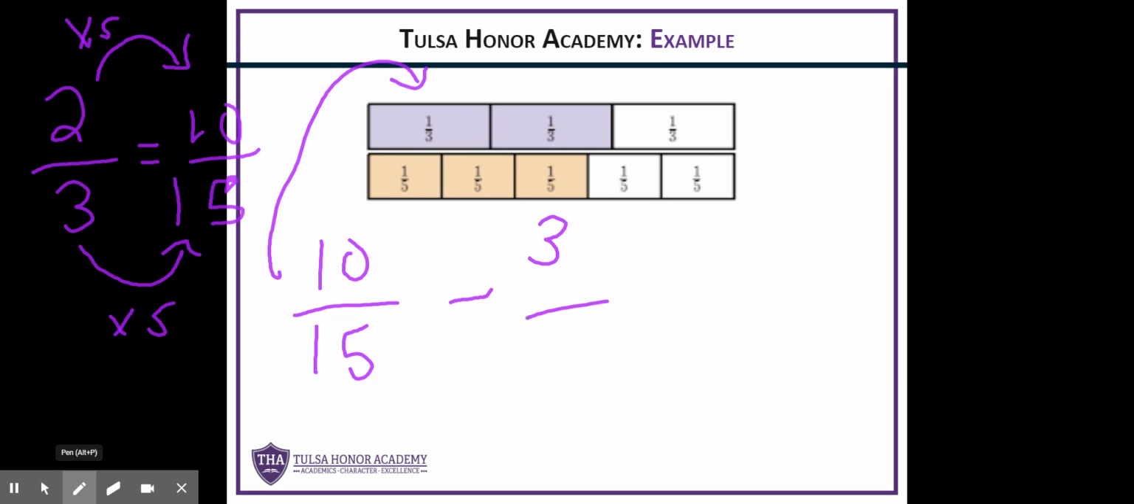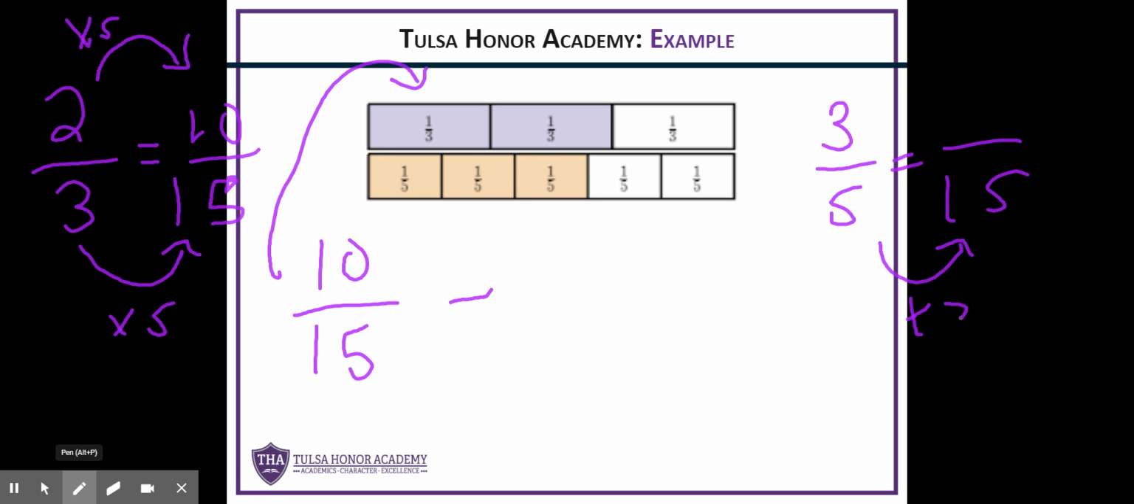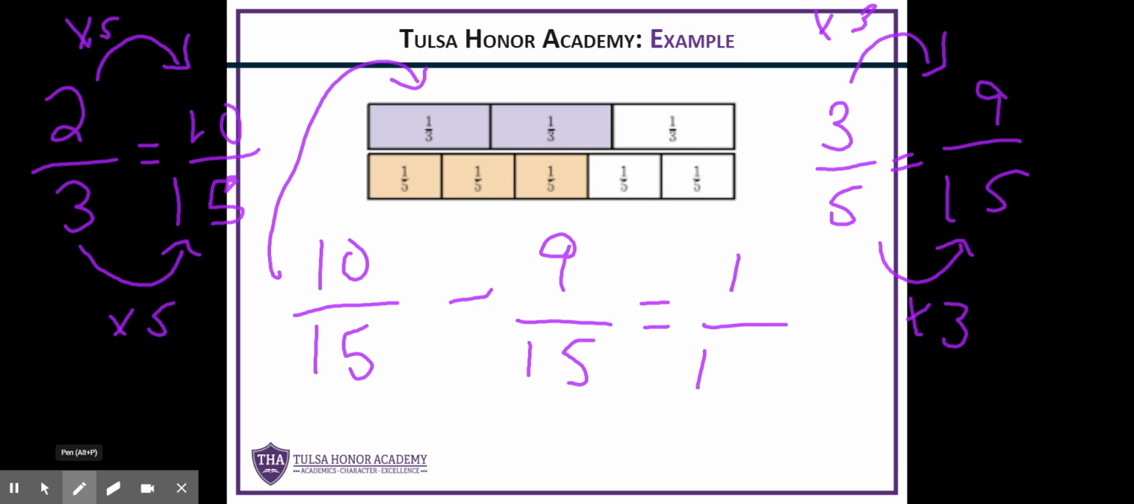3 over 5. Sorry, I made a mistake. We have to convert that one as well, and I'll convert it over here. So we need 3 over 5 equal to something over 15. To get there, we multiply by 3. 3 times 3 is 9, so 9 over 15. And then our answer is 1/15.